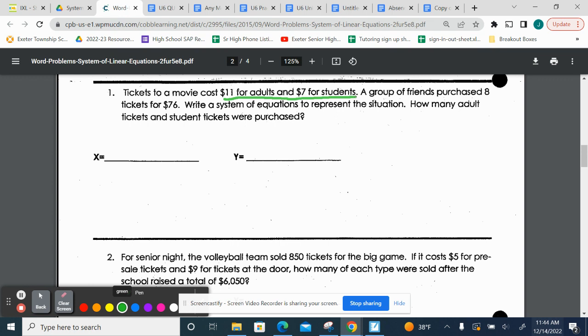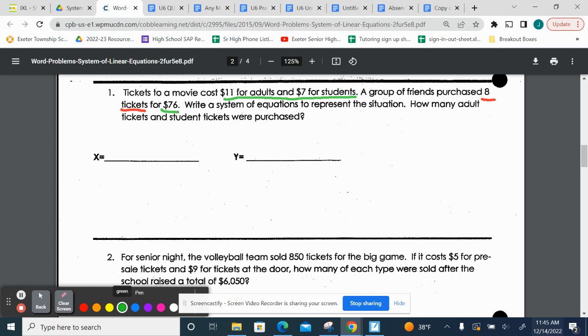A group of friends purchased 8 tickets for $76. Now, 8 tickets, that's a number of tickets. That's not money. So keep that in mind for $76. It says write a system to represent the situation. How many adult tickets and student tickets were purchased?